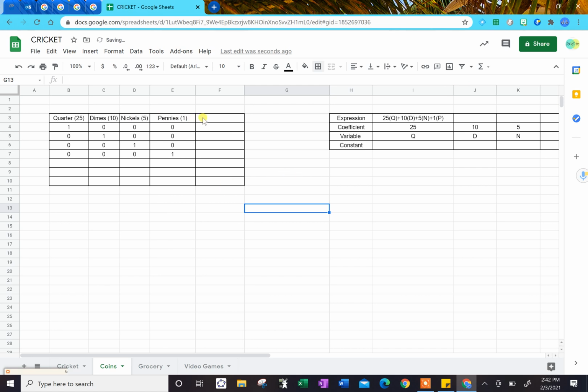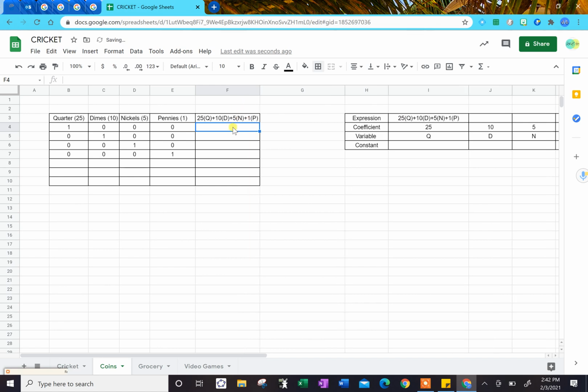Anyway, so here I'm going to write in my expression, which, well, actually, you know what? I'm not going to write in my expression. I'm just going to copy it. And now I'm going to paste, a little Control-C, a little Control-V, and we'll paste it in the right spot. And now what I'm going to do is write my expression in Excel. So it's going to be equals 25 times this cell plus 10 times this cell plus 5 times this cell plus 1 times this cell.